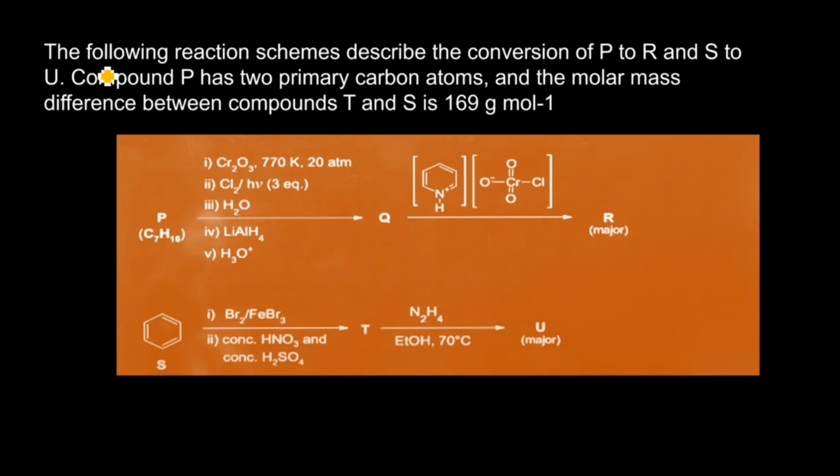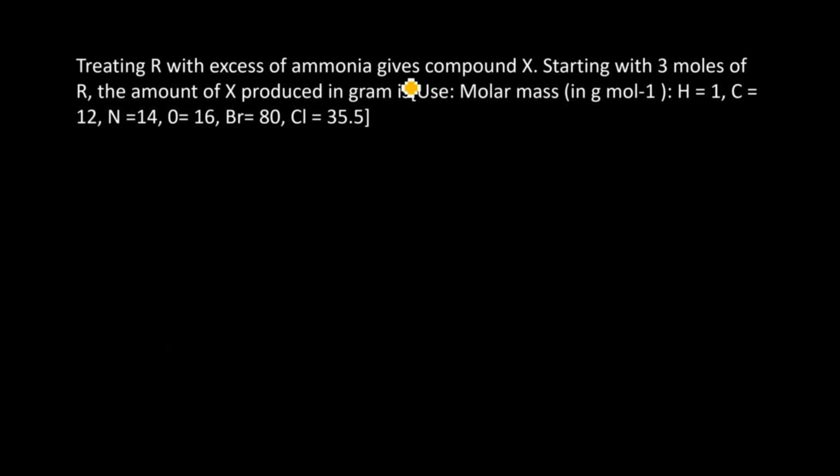This is a comprehension type question. The following reaction scheme describes the conversion of P to R, S to U. The compound P has 2 primary carbon atoms and the molar mass difference between S and T is 169 gram per mole. First let's see the first question: treating R with excess of ammonia gives compound X. Starting 3 moles of R produced. It relates organic chemistry with mole concept.